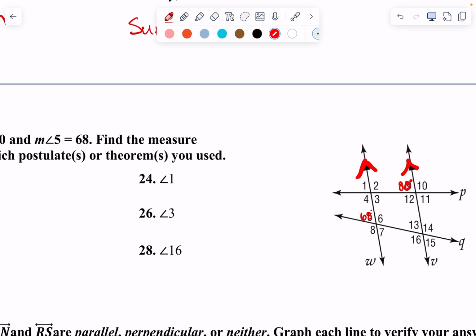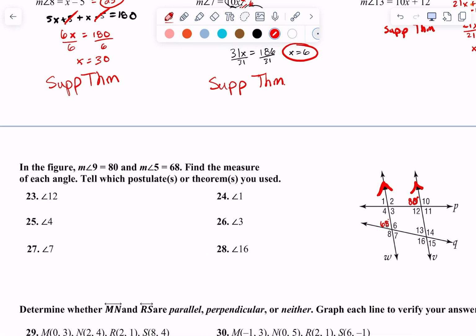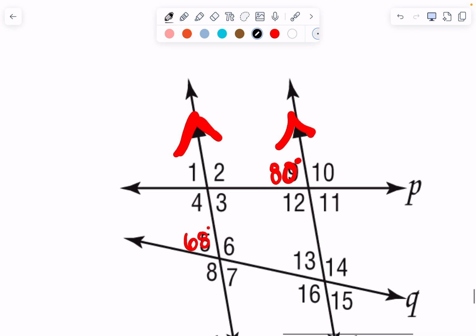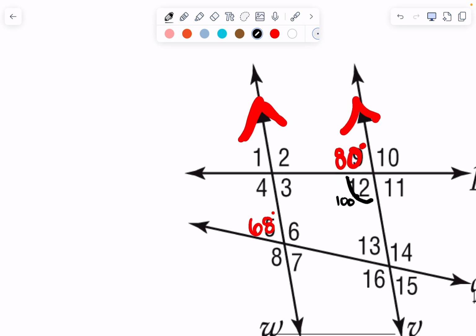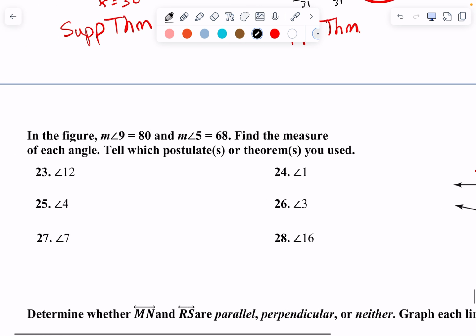All right, now I'm looking at angle 12 first. If I'm doing angle 12, we know it has to be 100. Why? Because with 80, it is supplementary, but also it's a linear pair. So angle 12 is 100 because it's a linear pair.